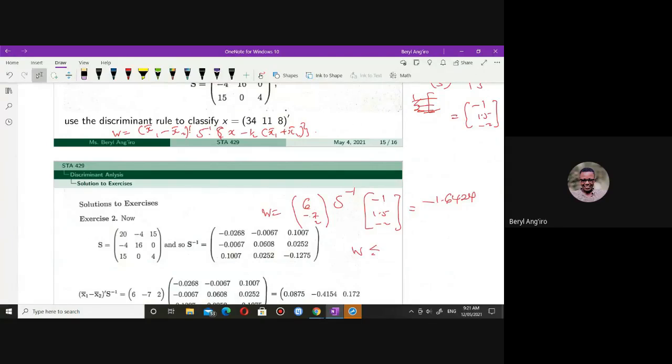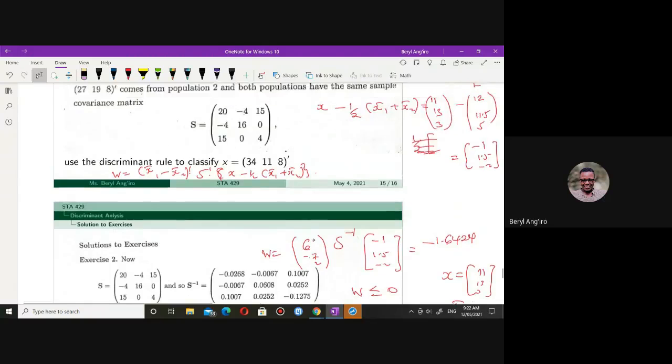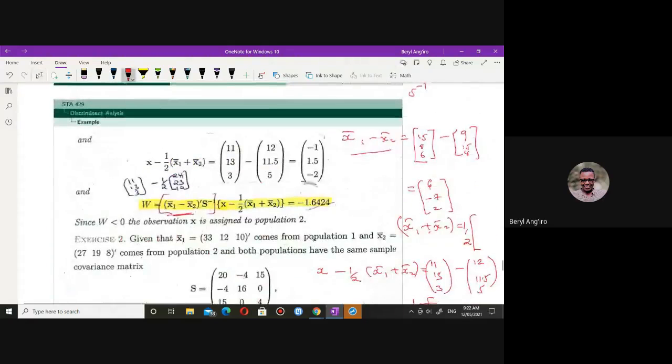Now, since the value W is less than 0, we allocate the vector X, (11, 13, 3), to population 2. That is because the value of W is negative. So instead of allocating it to population 1, we assign it to population 2.